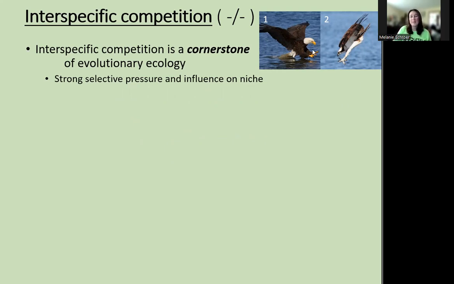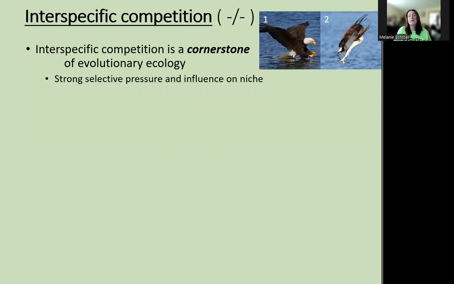As an example, here are two birds, the bald eagle and the osprey, which have overlapping niches. Essentially, they live in roughly the same places and eat roughly the same foods, so the competition between them can be quite intense. Before we get into those specific examples, I want to point out that competition between species is really a cornerstone in evolutionary ecology.